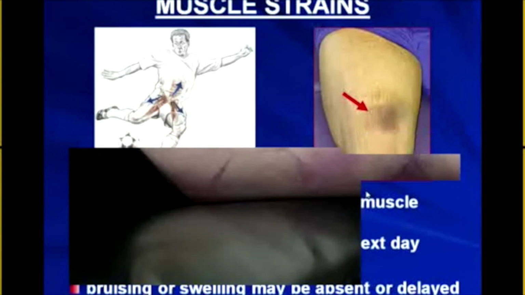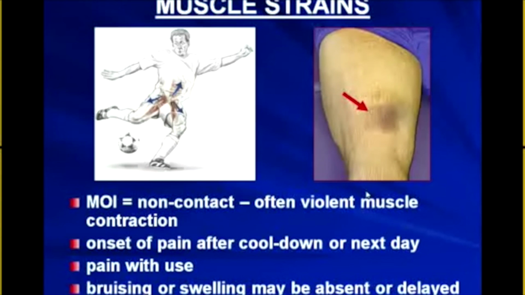Muscle strains: the mechanism is often non-contact and could be a violent muscle contraction. It could be eccentric overload. Again, the pain may be there at the time, but they're usually able to keep going, but it's often the next day or when they cool down that they really start to feel it. And with use, the bruising or swelling, because it's so much deeper, is often absent or delayed.